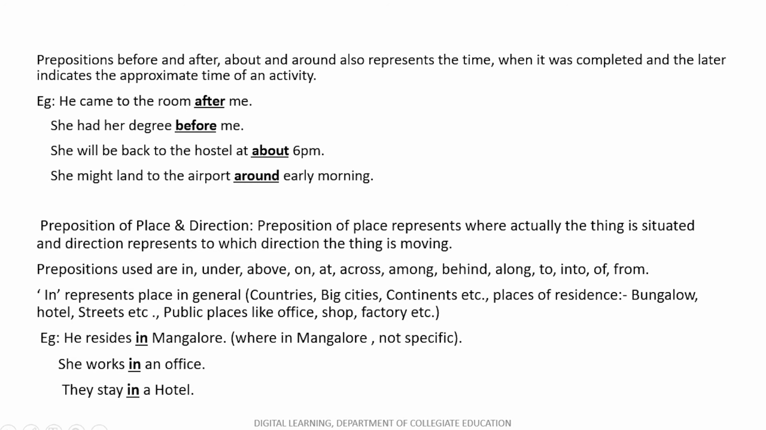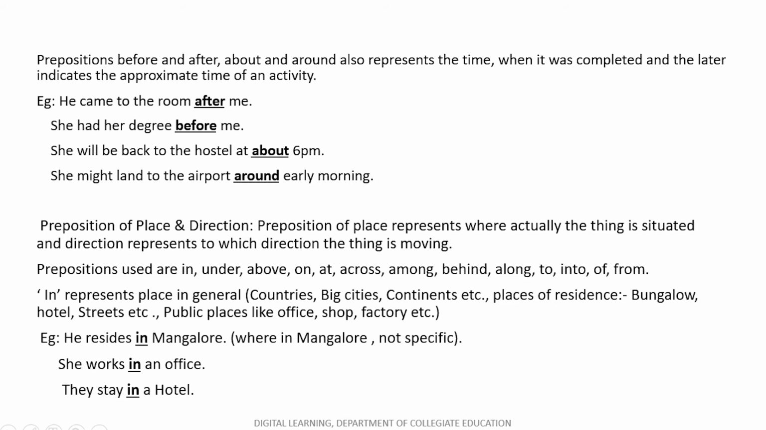She will be back to the hostel at about 6 p.m. About means almost around 6 p.m. Then we use about and around. She might land at the airport around 6. This is not a specific time given, but around that time. Not the exact time, around 6 o'clock. Not the exact 6 o'clock, around early morning.